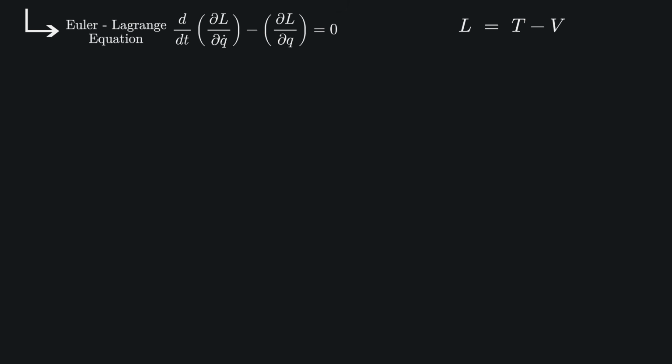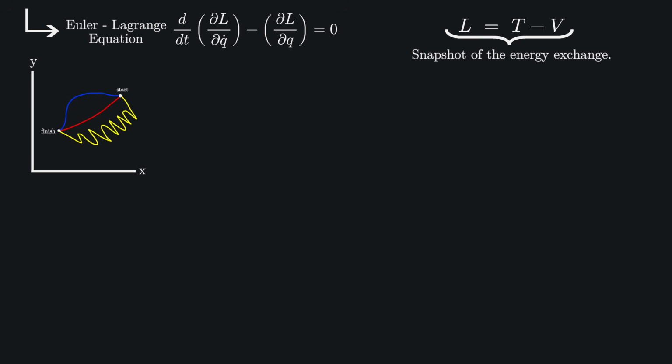But finding the Lagrangian is not enough. It only tells us the activity balance of the system at a single specific moment. Nature doesn't live in a single moment. It moves through time. To understand the full behavior of the particle, we cannot just look at one snapshot. We must look at the entire movie of the motion from start to finish. This brings us to the concept of action.